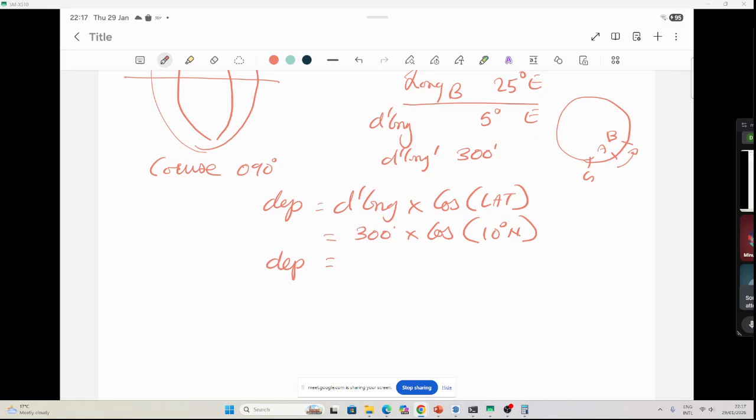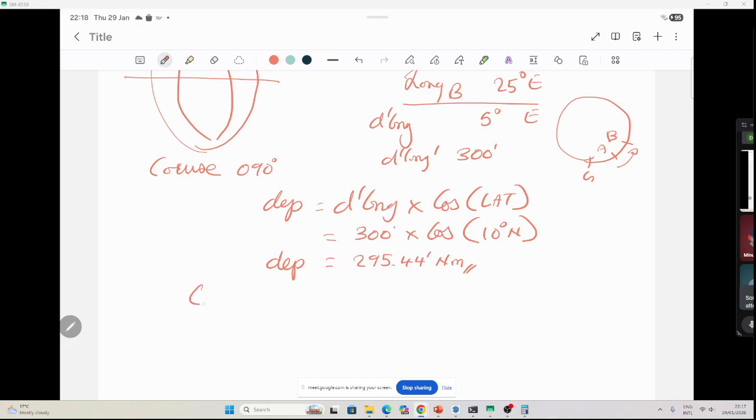All right, okay. How much? Cos 10 degrees into 300, which is 295.44 nautical miles. Remember, you have to mention nautical miles, okay? Because departure is a distance in nautical miles.